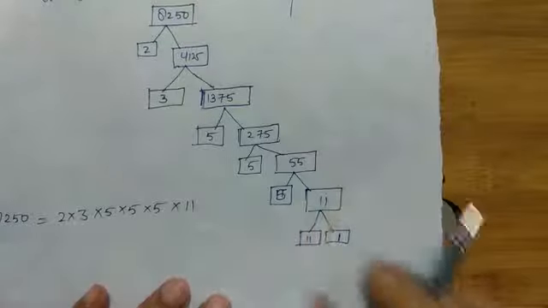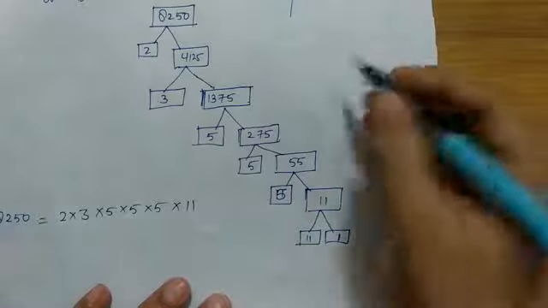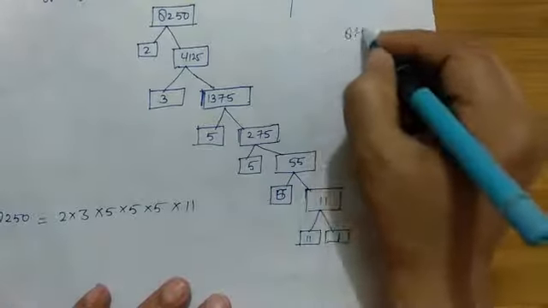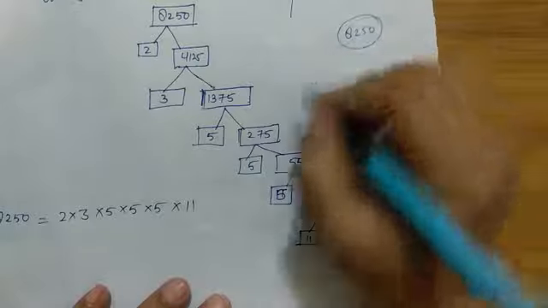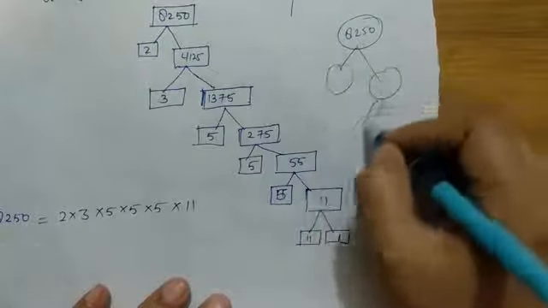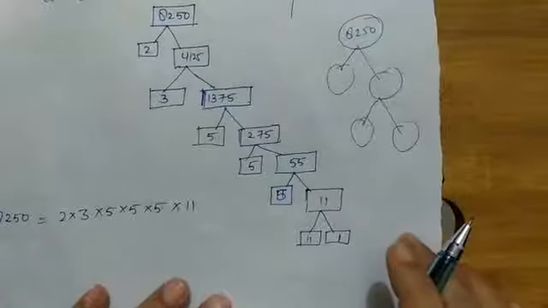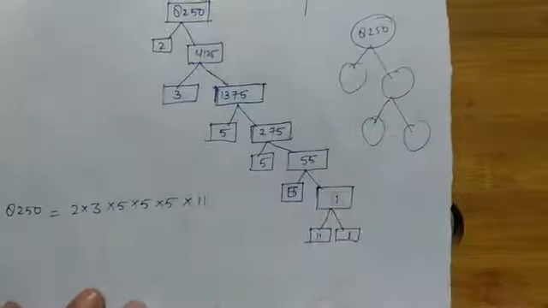Until you get 1, you will show their branches and you will keep it in a box. Or you may show it in a circle also, like 8250 you may show in a circle. Then you can show some branches, then again you may show branches. So it is called the tree method. It depends on you what shape you are going to take.